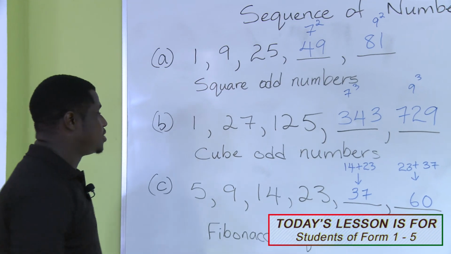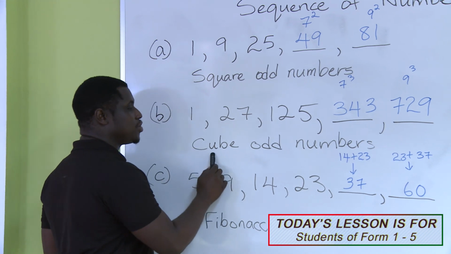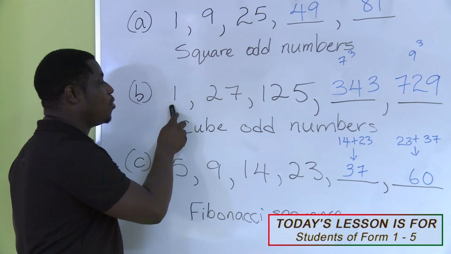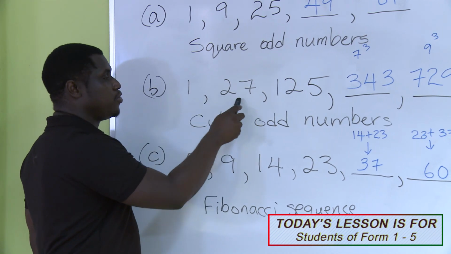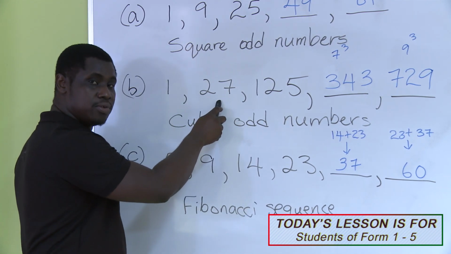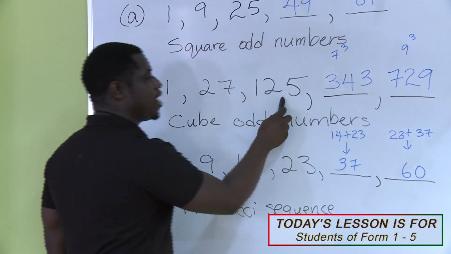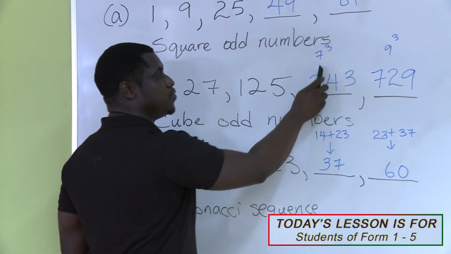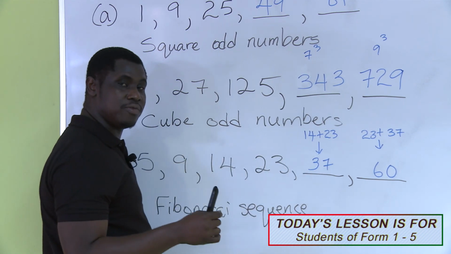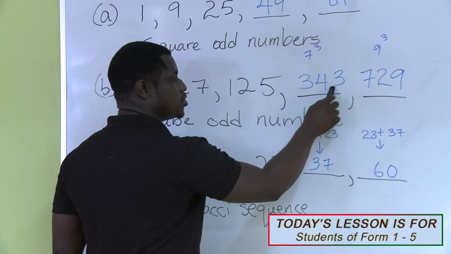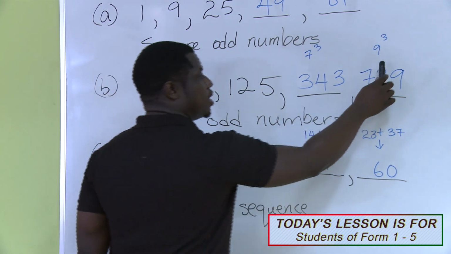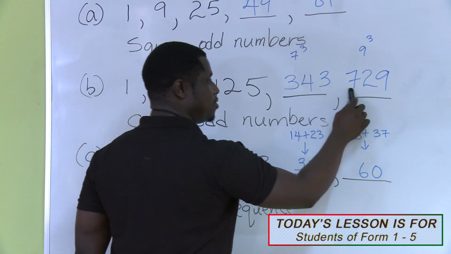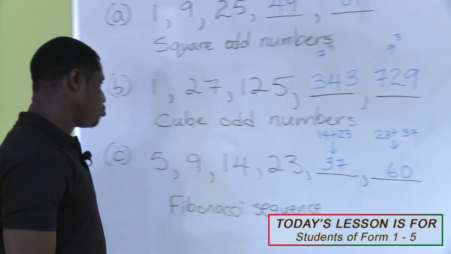For the second sequence, I realize that I'm going to cube odd numbers now. 1 cube is 1 by 1 by 1, which gives me 1. 3 cube, 3 by 3 by 3, which gives me 27. 5 cube, 5 by 5 by 5, 125. So therefore, 7 cube, 7 by 7 by 7, is going to give me 343. 9 cube, 9 by 9 by 9, is going to give me 729.